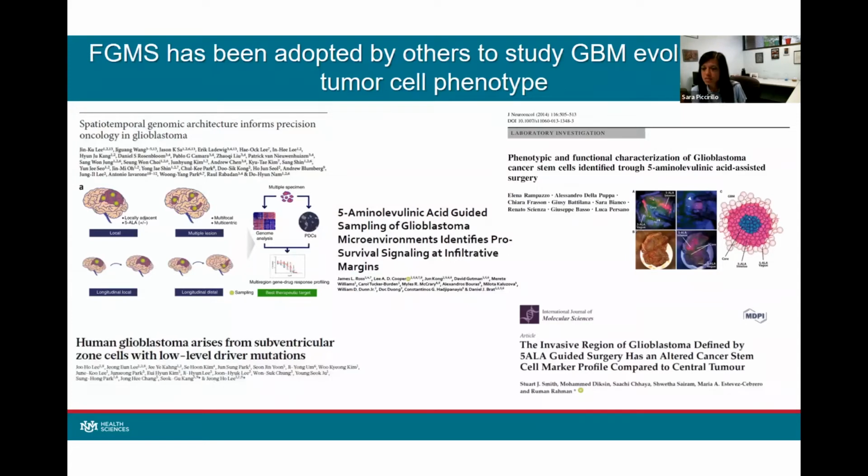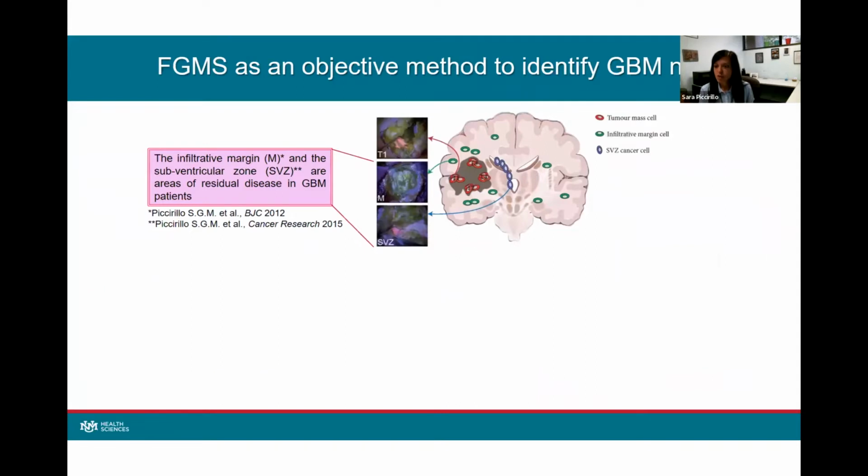We were happy to see that this method, FGMS, has also been adopted by several other investigators for different types of analysis. So like I said, we did genomic and phenotypic analysis, and we were looking at tumor evolution. Other people have also done that, and they have used FGMS, and they were also looking, like us, at the margin of the tumor, and they were looking at tumor cell phenotype. So we were happy to see that this turned out to be useful for the interrogation of intra-tumor heterogeneity in glioblastoma patients.